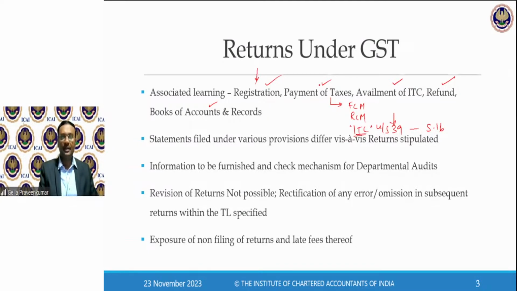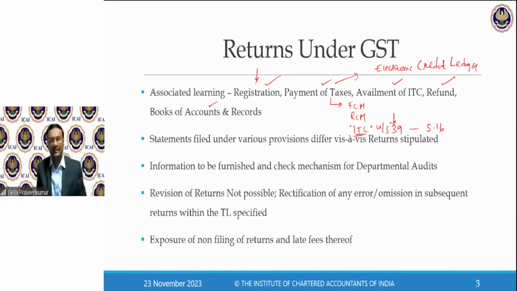So when we studied this chapter called payment of taxes, I made you understand something called the electronic credit ledger. This electronic credit ledger has debit entry and credit entry. Debit happens for payment of tax. Credit happens when I avail input tax credit, or when my refund has been rejected for input tax credit. So here, payment of tax connected with availment of input tax credit is relevant when we talk about returns under GST. The next important element, refund: how my refund works connected with returns under GST.